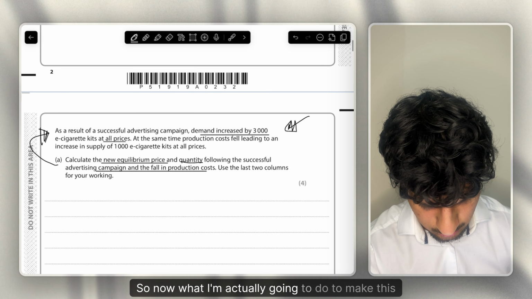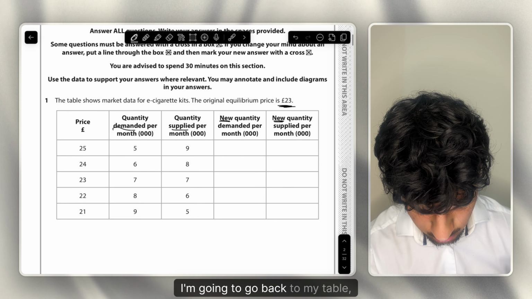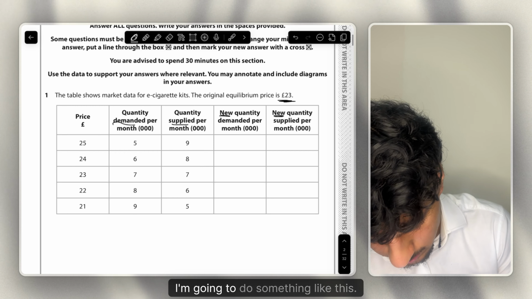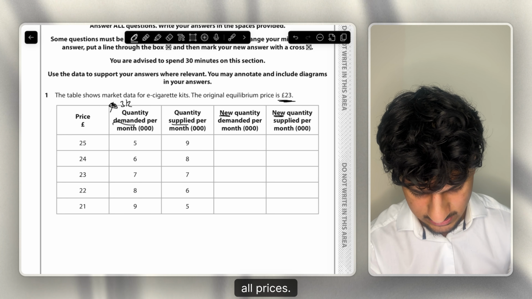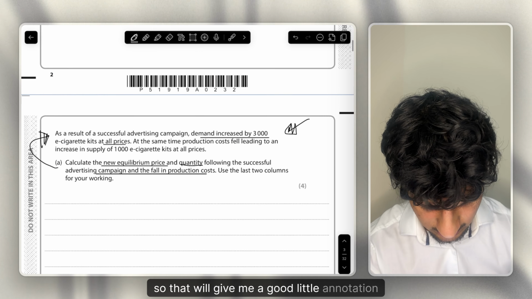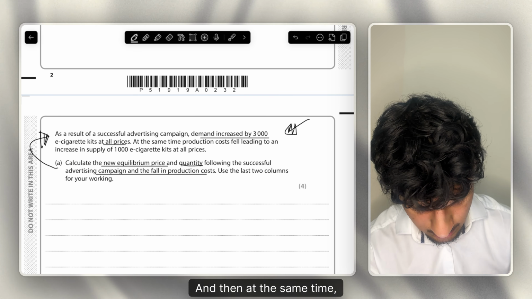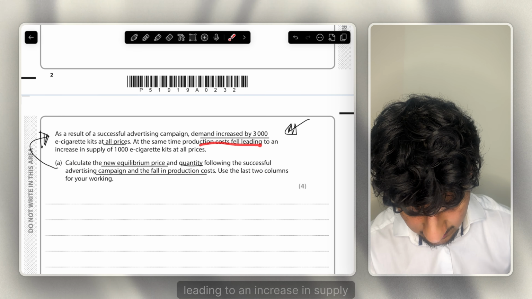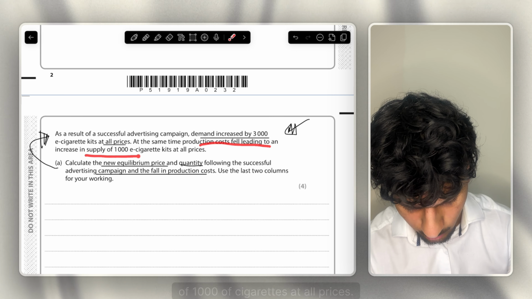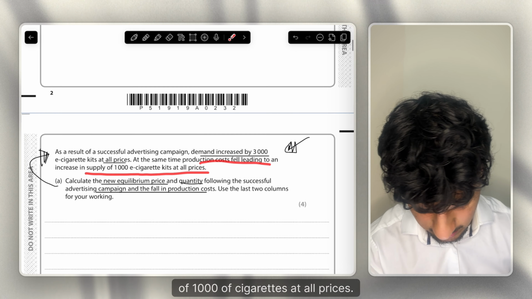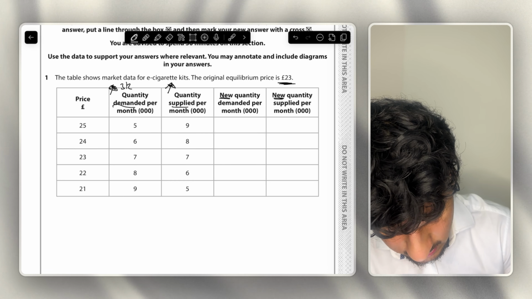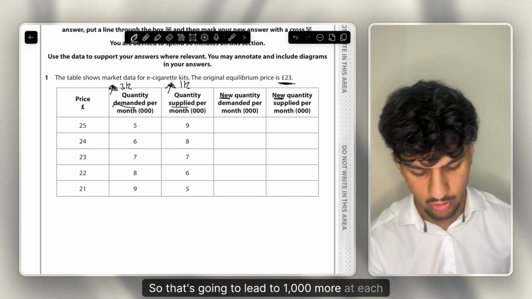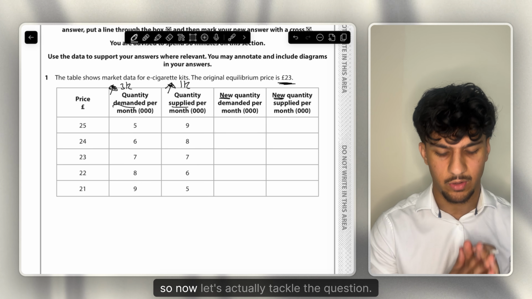So now what I'm actually going to do to make this a bit easier, I'm going to go back to my table. I'm going to do something like this. So demand increased, so increased 3,000 at all prices. Okay, so that will give me a good little annotation there. And then at the same time, production costs fell, leading to an increase in supply of 1,000 of cigarettes at all prices. Okay, so production costs fell, lead to increase in supply at all prices. So that's going to lead to 1,000 more at each price. Okay, so now let's actually tackle the question.